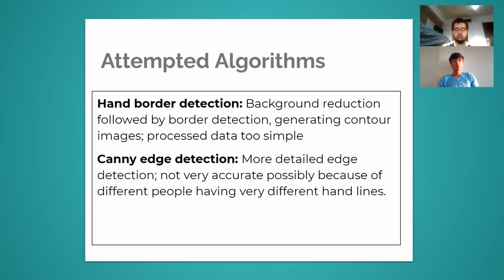Another algorithm that we tried after that was canny edge detection. This extracts all the edges in a hand. However, this was still not very accurate because our data set perhaps was too small, or maybe because different people have different hand lines and the CNN could not successfully find a relationship between most of the hand edges.